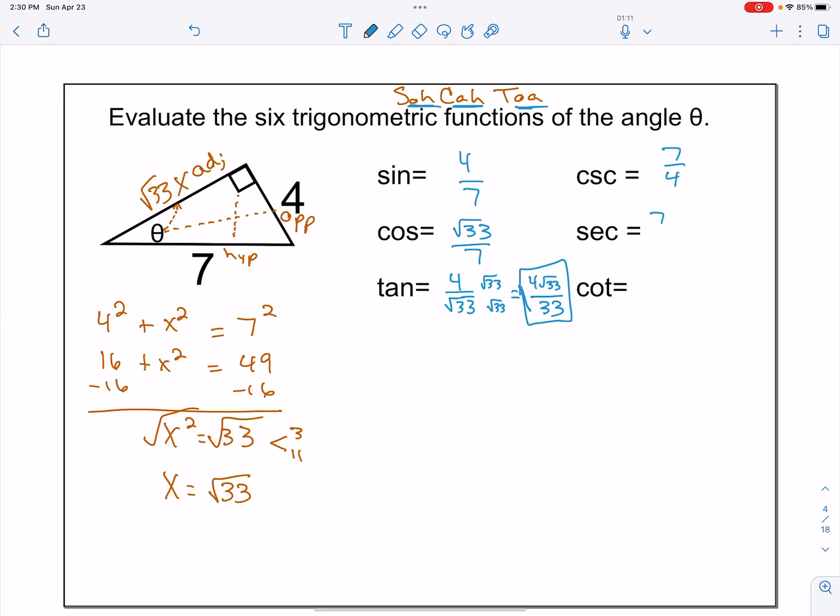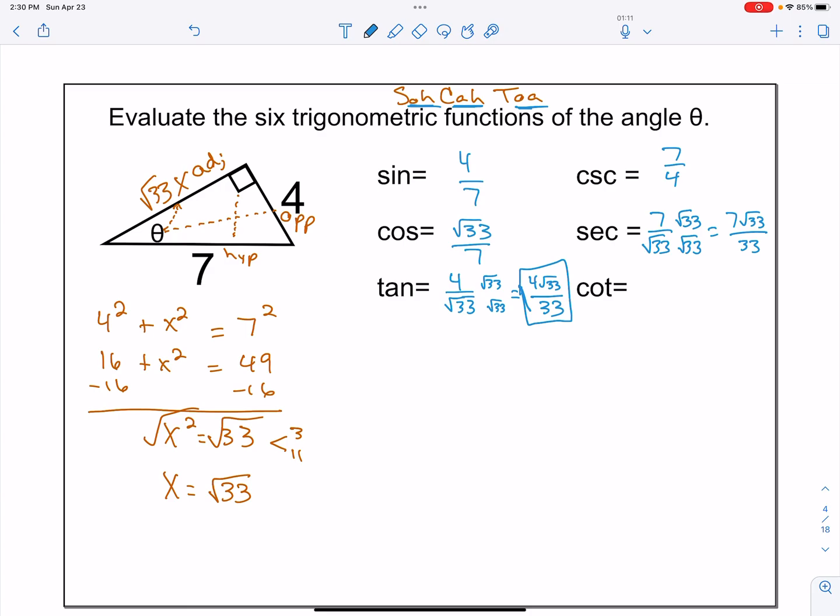So this is 7 over 4. Secant, if we flip it, this becomes 7 over root 33. Uh-oh, we got a root on the bottom. Can't have that. You got to multiply the top and the bottom by the root. So this becomes 7 root 33 over 33.